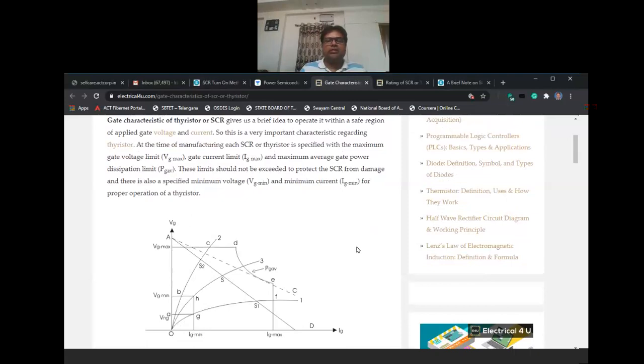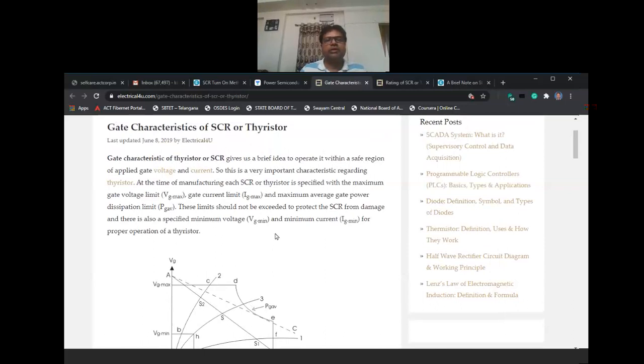Here we will have a glimpse of the same gate characteristics which is shown with the proper explanation. Once again we will go through that. Gate characteristic of thyristor or SCR gives us a brief idea to operate it within a safe region of applied gate voltage and currents. So this is a very important characteristic regarding thyristor.